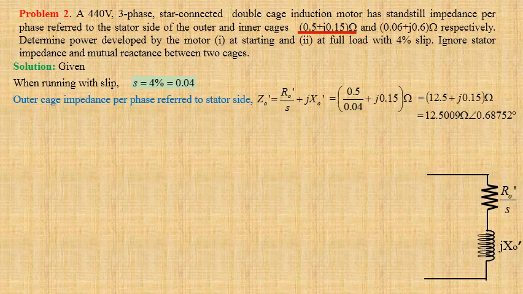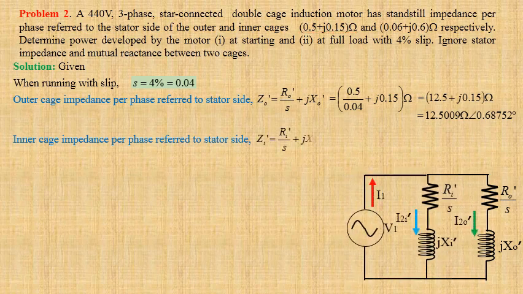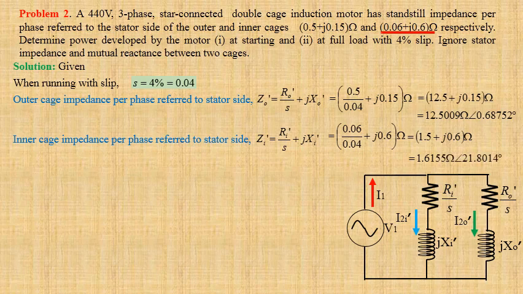0.68752 degree. Inner cage impedance per phase referred to stator side Zi' equals Ri' by S plus jXi', that is equal to 0.06 by 0.04 plus j0.6 ohm. That gives us 1.5 plus j0.6 ohm. This may be written in polar form as 1.6155 ohm at an angle 21.8014 degree. Let us now determine Z0' plus Zi'.